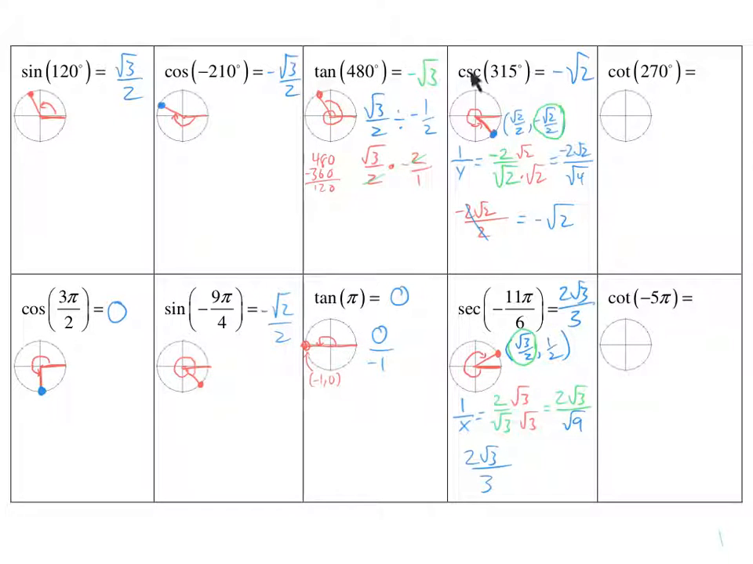As a reminder, cosecant is the reciprocal of sine. Secant is the reciprocal of cosine.